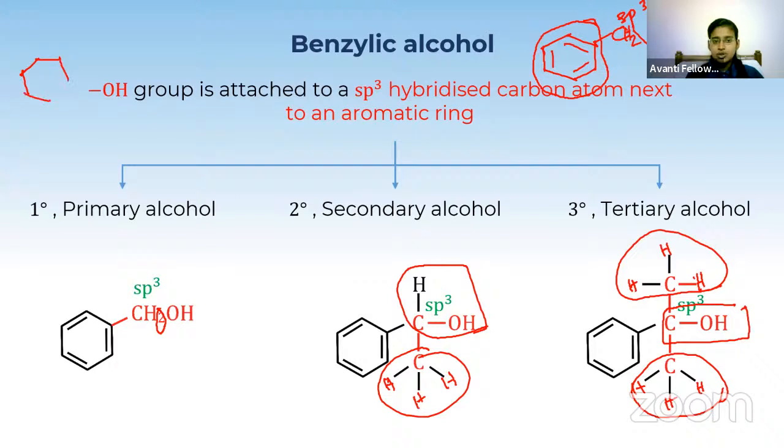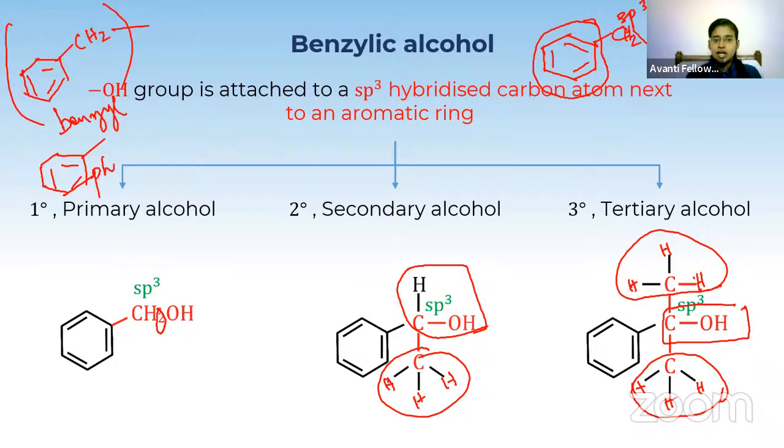Benzyl means you should know it is C6H5CH2. Okay. Or CHR or CR2. So this part is called as benzyl. And some students will get confused with the benzyl and the phenyl. Phenyl means you will have C6H5 bond. That's all. Okay. So this is called as phenyl. Clear? So what is phenyl?